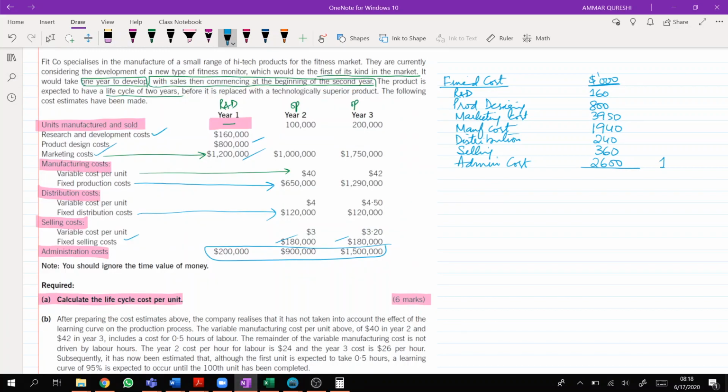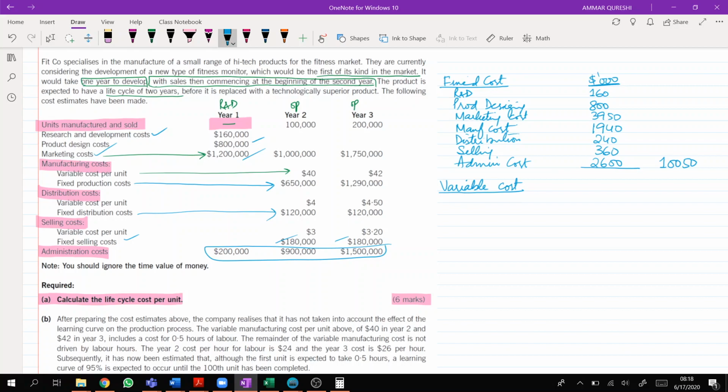So this is 10050, right? And then we will add variable cost. Let's try to have a shortcut in variable cost. All variable costs depend upon the number of units produced and sold by the company. So let's calculate total variable cost per unit first, and then multiply with the number of units.